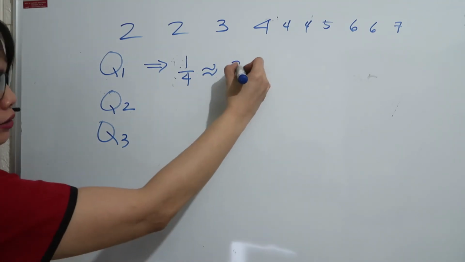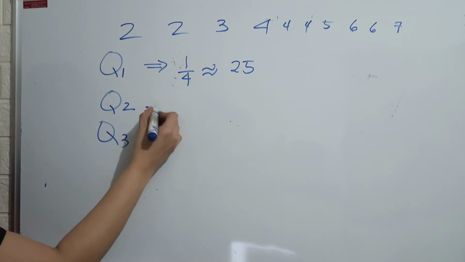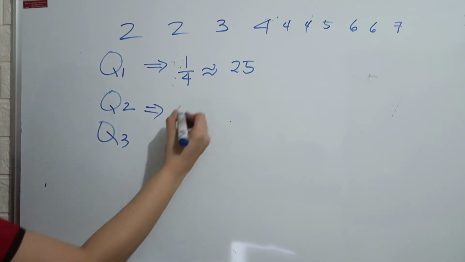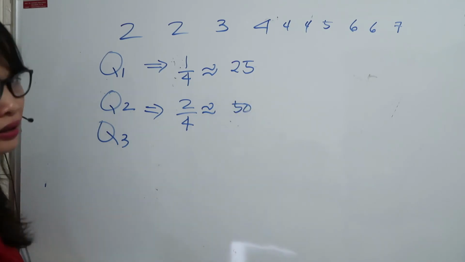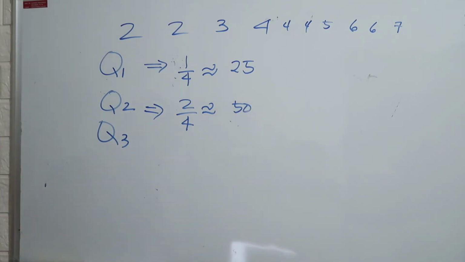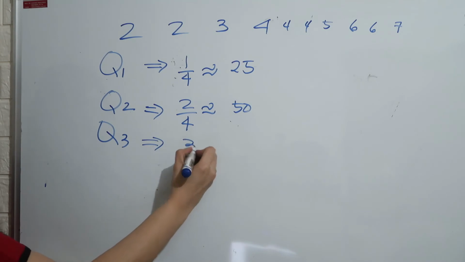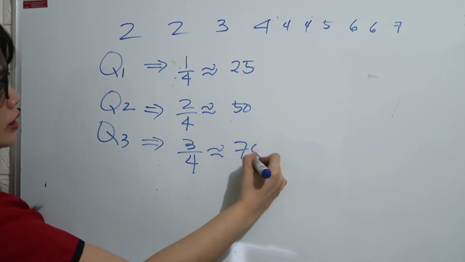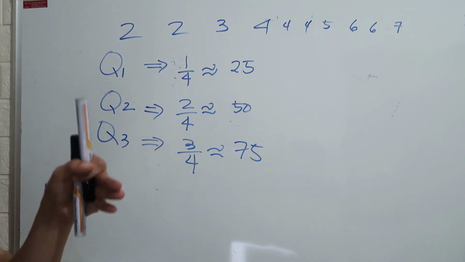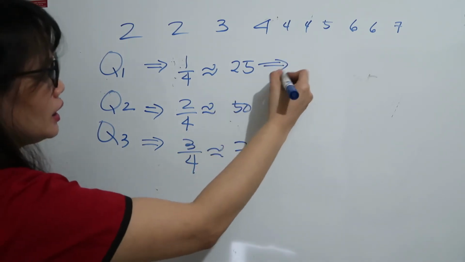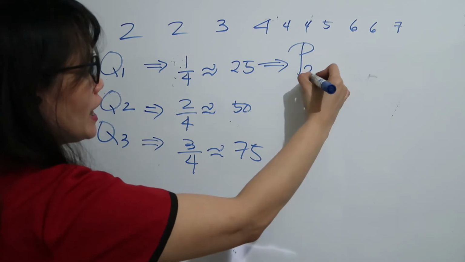That is, okay, 25. What about the second quartile? That is 2/4, which is equivalent to 50. Tama? 50? And then the third quartile, that is 3/4, which is equivalent to 75. Am I right? Okay, so meaning, your first quartile is the same as your percentile 25.